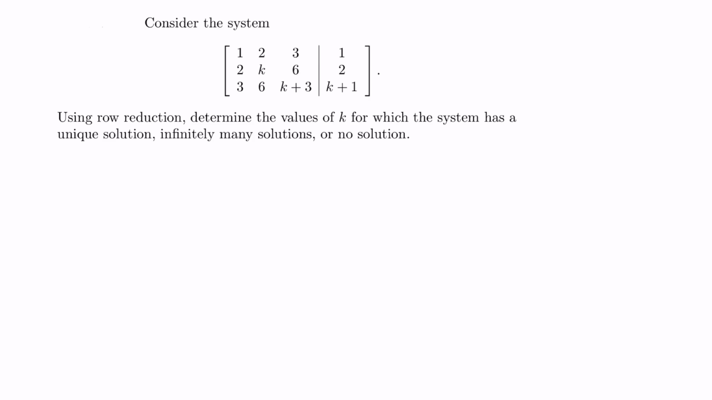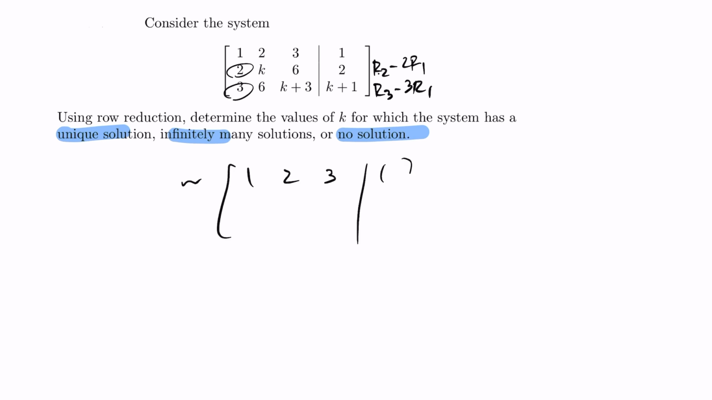All right, let's take a look at another example here. So in this example, same idea. Find the value of k that gives you unique solution, infinite solution, or no solution. So same idea. Let's go ahead. I want to make these entries 0. So I'm going to take row 2 minus twice row 1, row 3 minus 3 times row 1. And doing so, again, that top row is untouched.